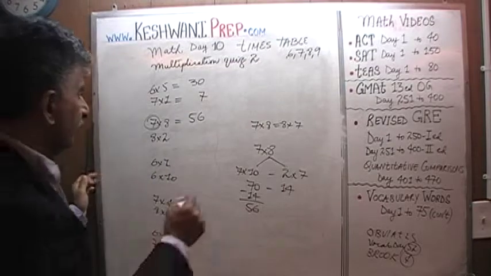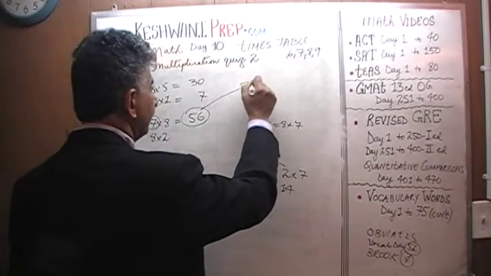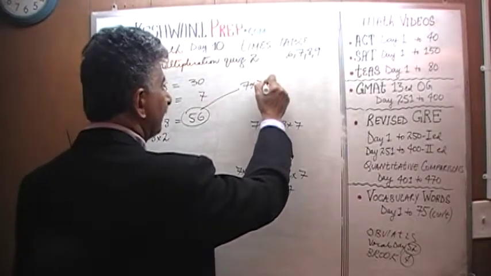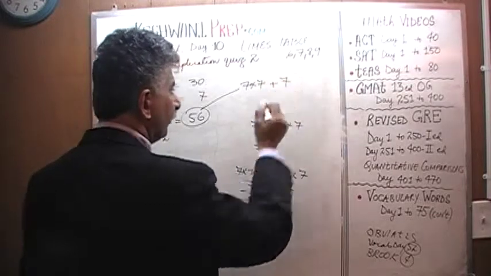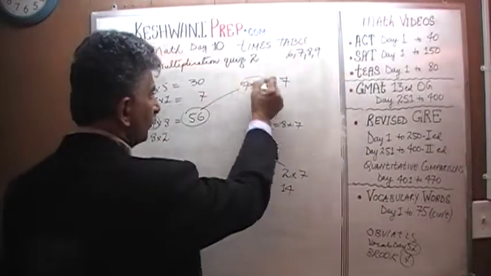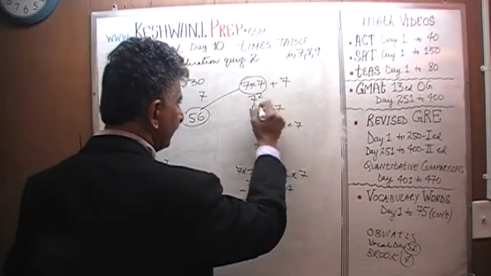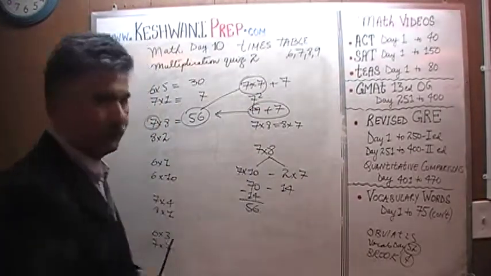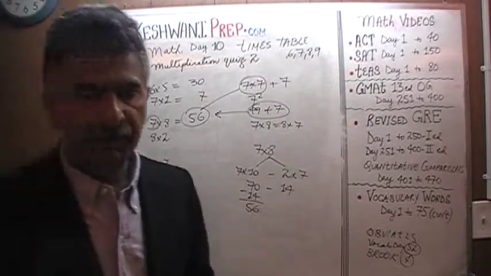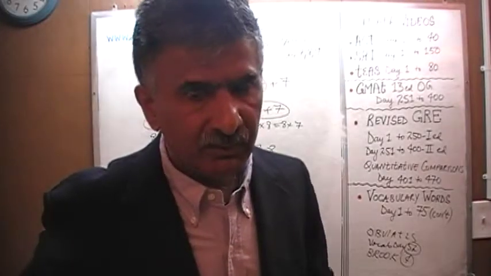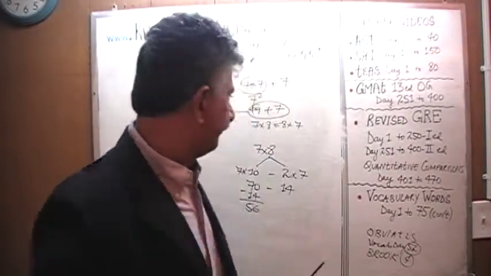And of course, that should not be a surprise to us, because 7 eights is the same as 7 sevens plus one more 7. I hope you know your squares. 7 7 is 7 squared. 7 squared is 49. So it's 49 plus 7, which of course is 56. 49 plus 1 is 50. Another 6 would be 56.